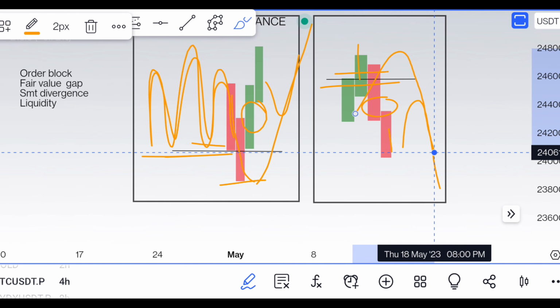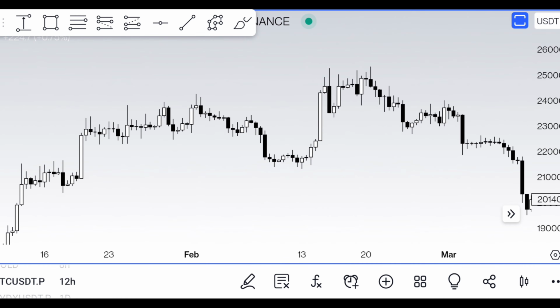But not every divergence is a turtle soup. Okay, I will explain which divergence is a turtle soup and which one isn't. Before explaining SMT divergences, I will show you the importance of SMT divergences in turtle soup.